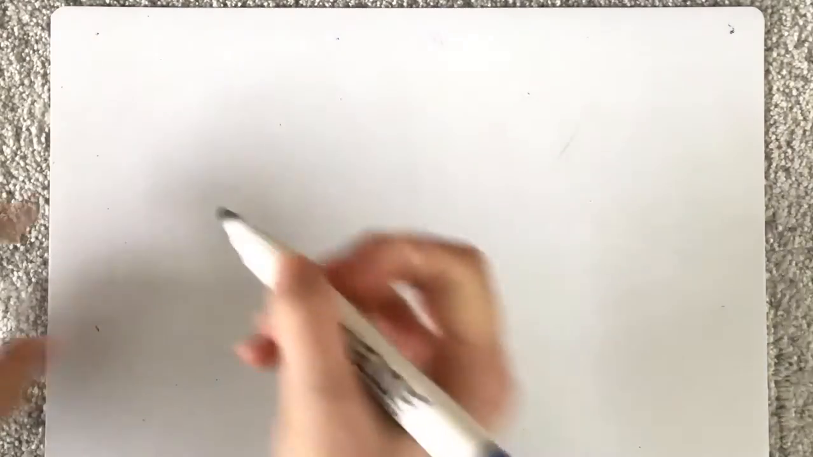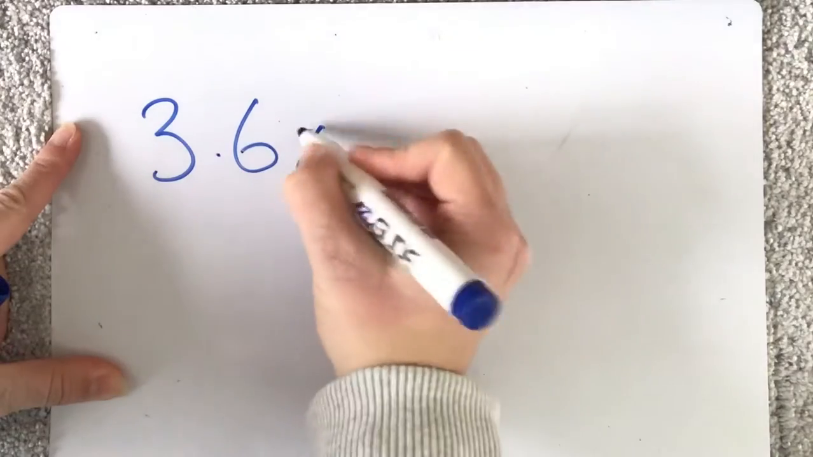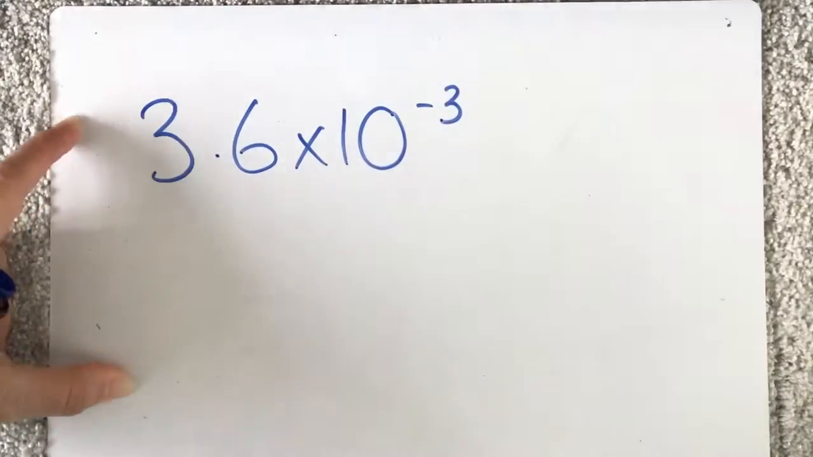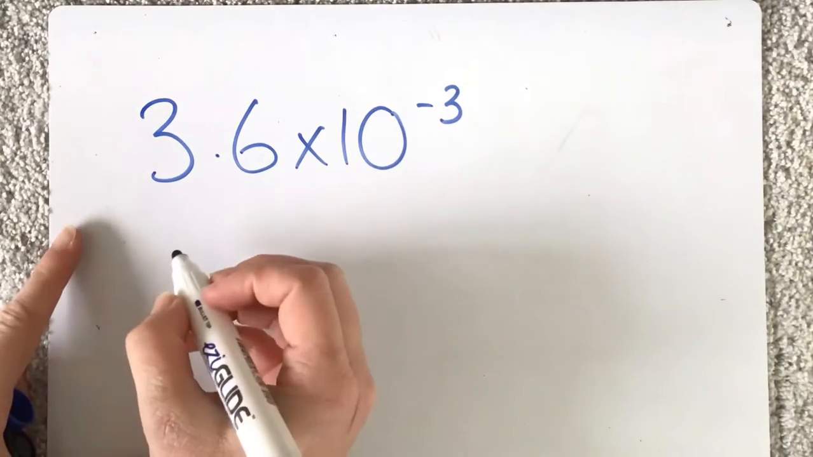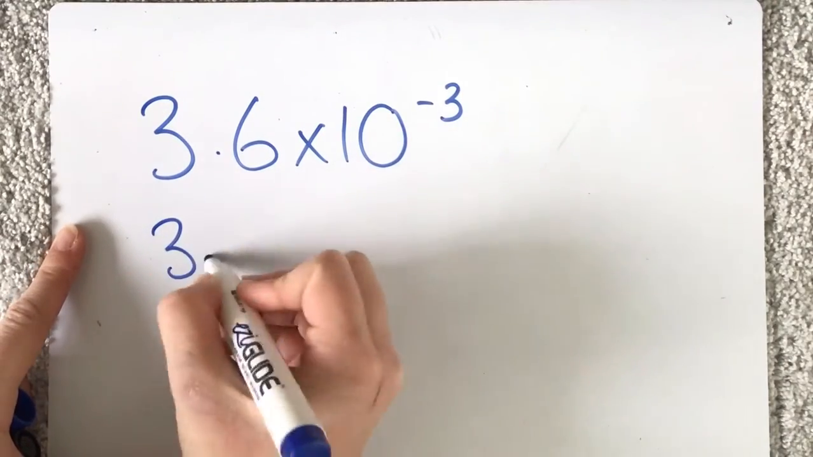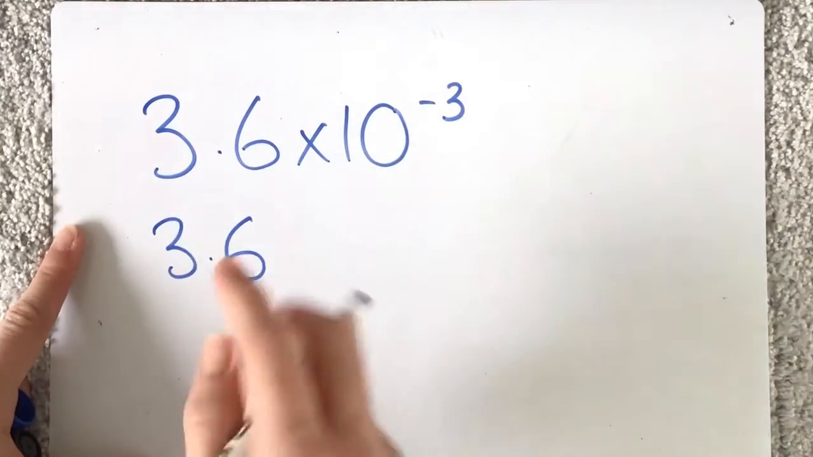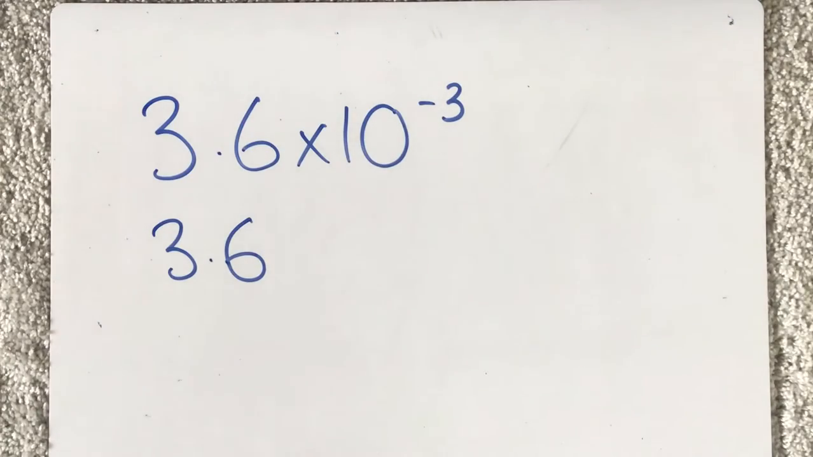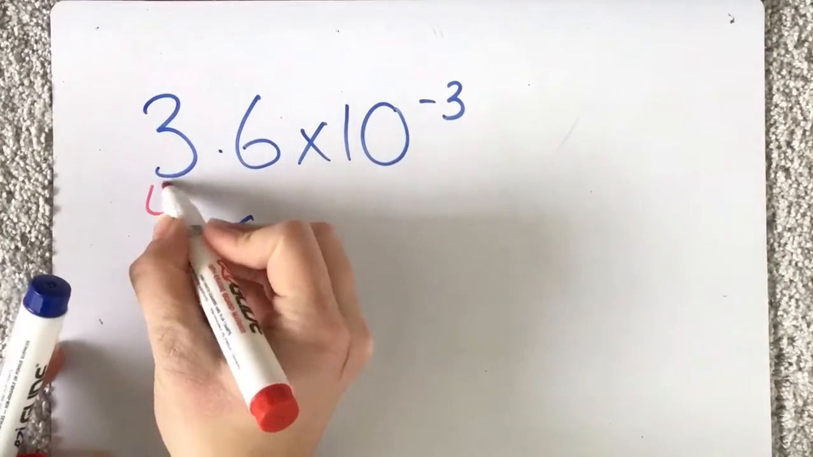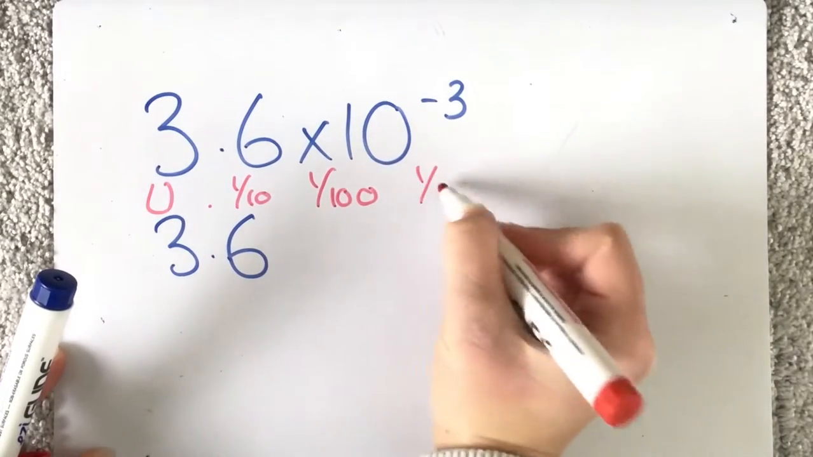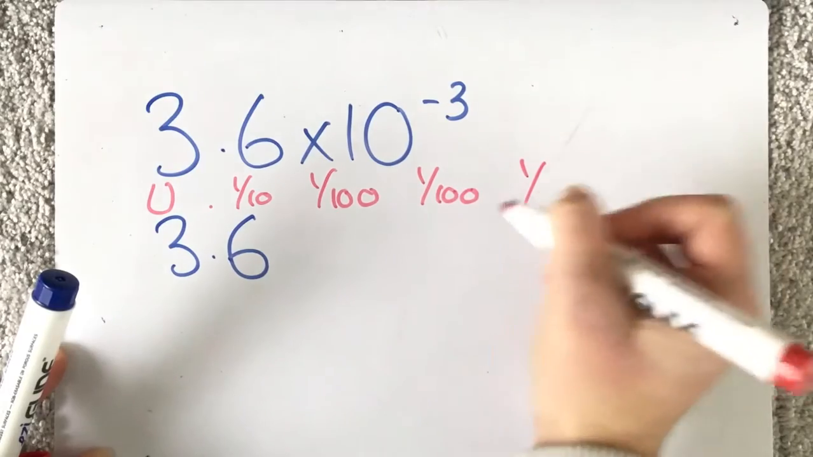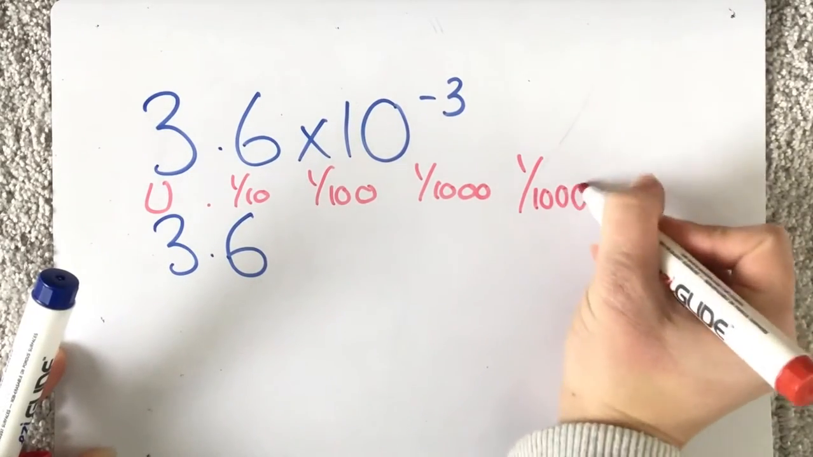Okay, so if I had this 3.6 times 10 to the minus 3, what I'm basically doing is moving my decimal point 3 places the other way. So if I start with my 3.6, it can help to start off by creating a table. Literally have your units, your tenths, hundredths, thousandths, and so on.